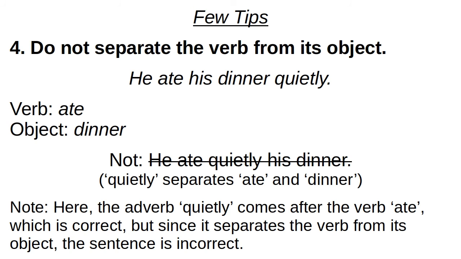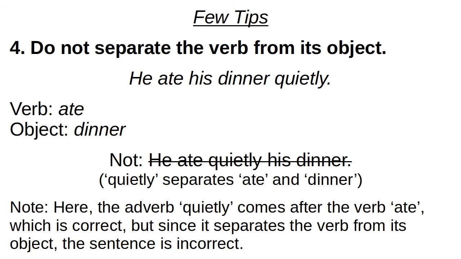For example, let us say, he ate his dinner quietly. In this sentence, he is the subject, ate is the verb, object is dinner, quietly is the adverb. So we write, he ate his dinner quietly. We do not write, he ate quietly his dinner. Why? Because we are separating the verb from its object. Quietly separates ate and dinner. This creates a problem and this makes the sentence incorrect. Because you cannot separate the verb from its object.